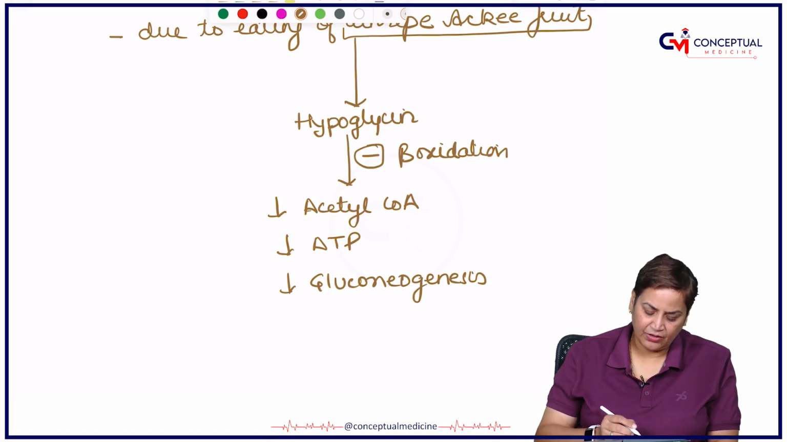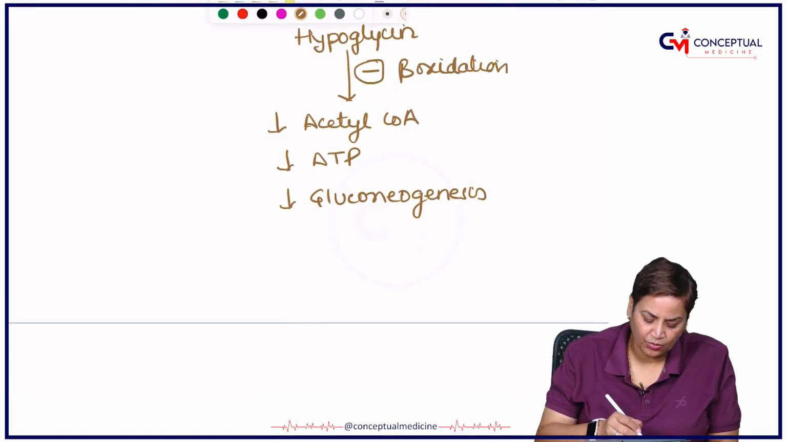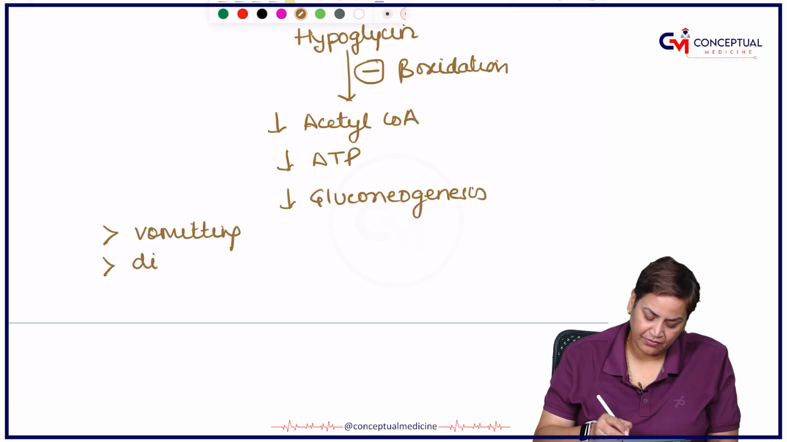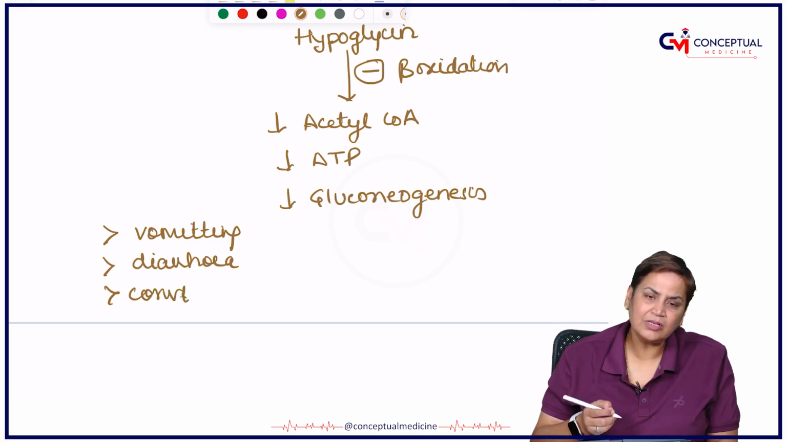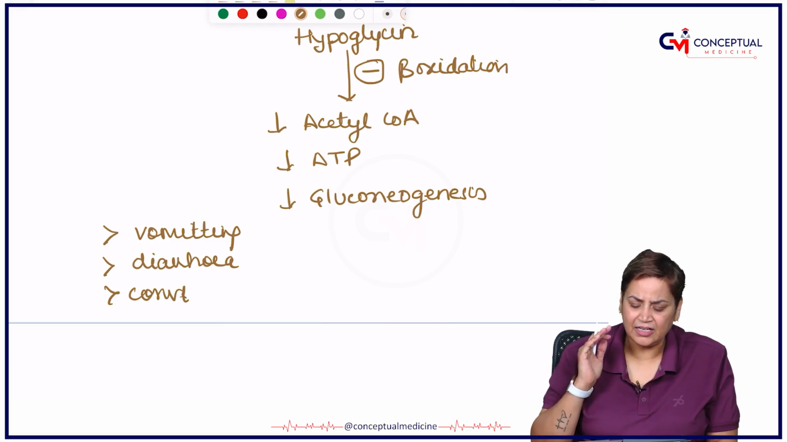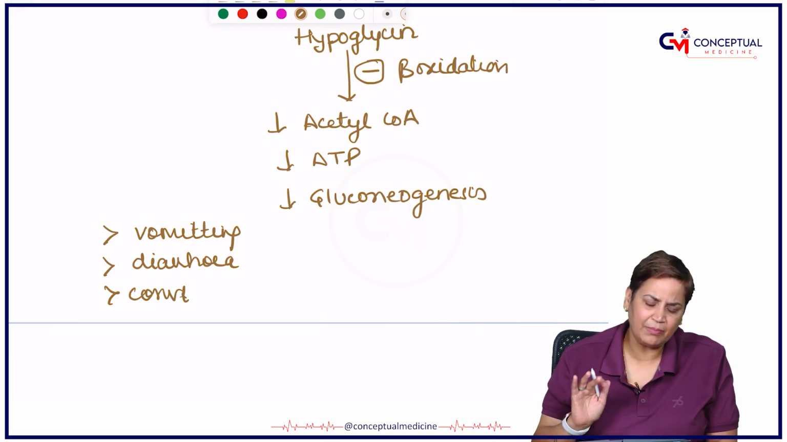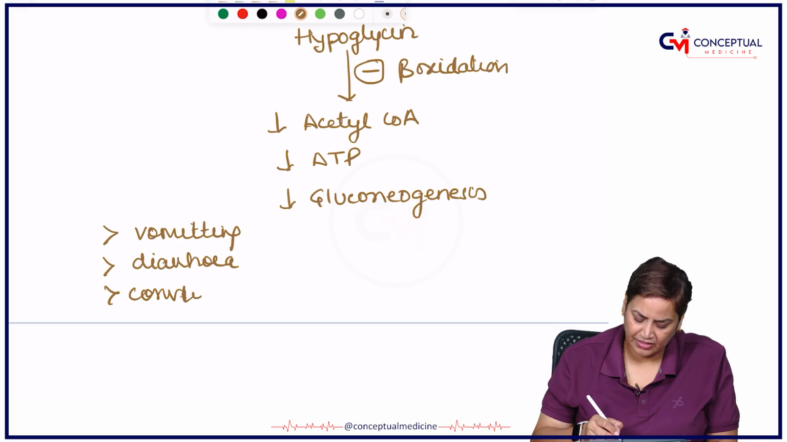Okay, and so it will lead to what? Continuous vomiting will come. It will lead to diarrhea because it will be difficult to digest. It will lead to convulsions because the person is not getting energy, because hypoglycemia is there and this hypoglycin is interrupting beta oxidation also. So convulsions will be there.